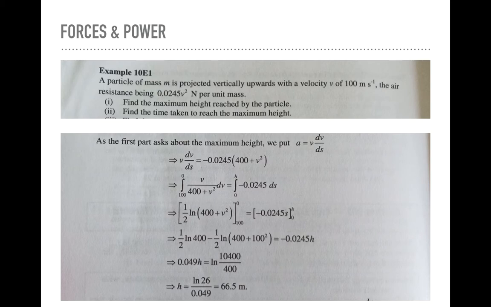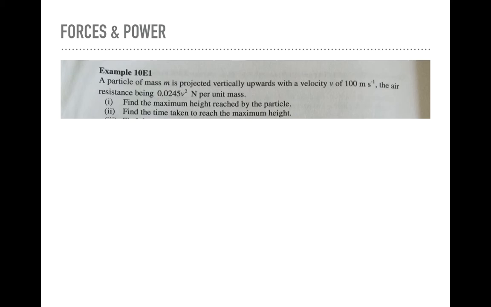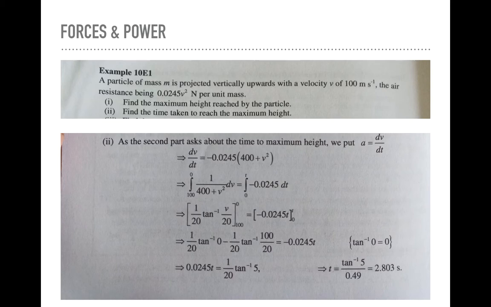Let's have a look at the second part, the time taken to reach the maximum height. So in that case, we're looking for a relationship between x and t. Now, rather than doing that, we're looking for time, right? So what you can do here is pick out my acceleration formula. I know that at the maximum height the velocity stops. I'm looking for the time when that occurs. So that's a relationship between v and t. So leave a equal to dv/dt, rearrange it, integrate, and so on, and you get t is equal to 2.803.